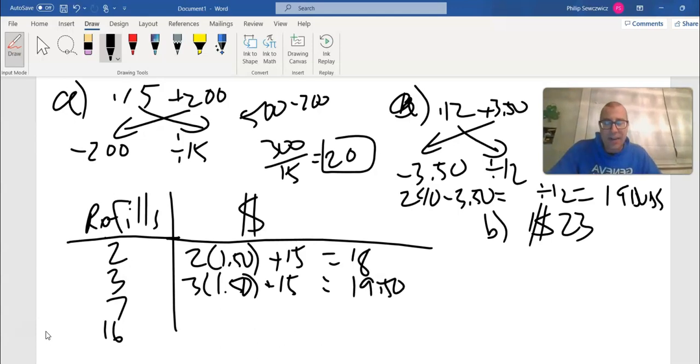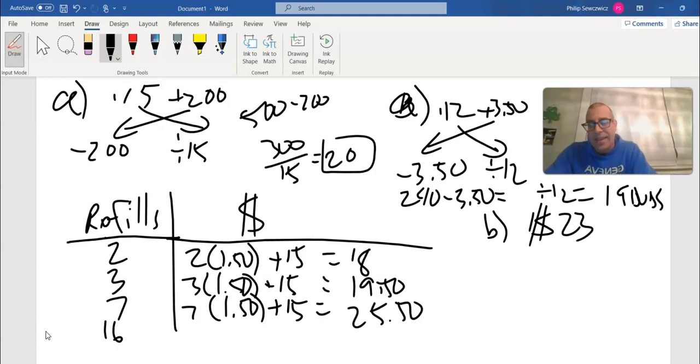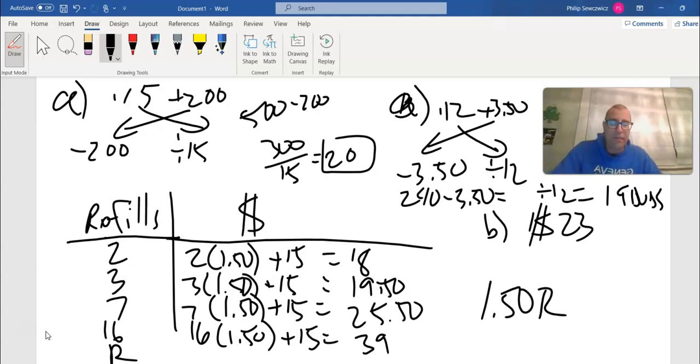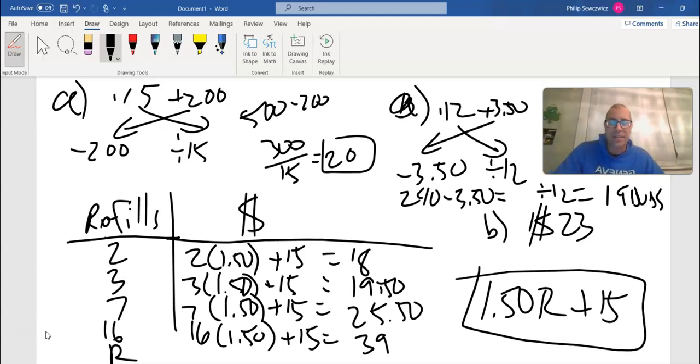So there's your $19.50. 7 of them, well then it's 7 times $1.50, and then you're going to add on your $15 for the cup. So that should get you $25.50. And then the last one, it's 16 of them at $1.50. So we're multiplying and then adding on that $15, and there's your $39. So again, we're after the expression, which is the R they've given us. And what do we do each time? Well, we multiply the refills by $1.50, and we always added on the $15.